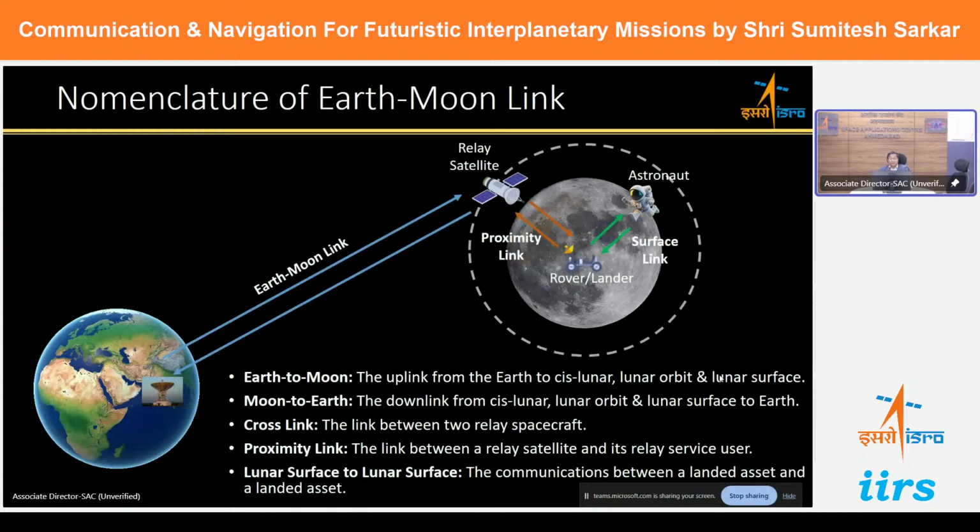And sometimes there are other types of links also, like cross links. When we have two relaying satellites, then between them we may have cross links, proximity links, the link between the relay satellite and its service user, and of course surface-to-surface links in case of astronauts and other landed assets. So these are the types of links which are normally associated with lunar communication.